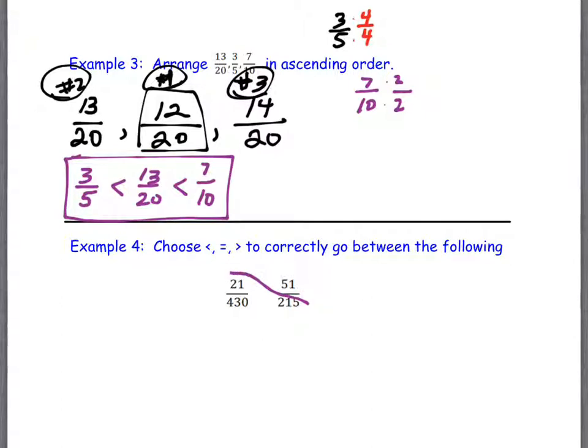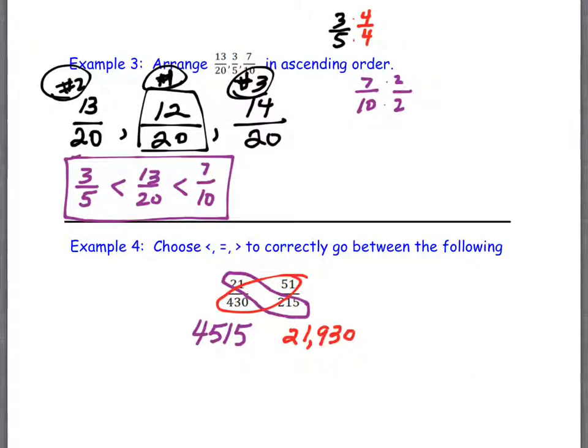So using Theorem 6.4 means that I would multiply this diagonal together. So what is 21 times 215? 4,515. Okay, and what about the other diagonal? What is 51 times 430? 21,930. All right, so which one's bigger?